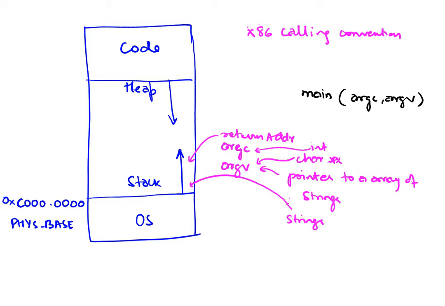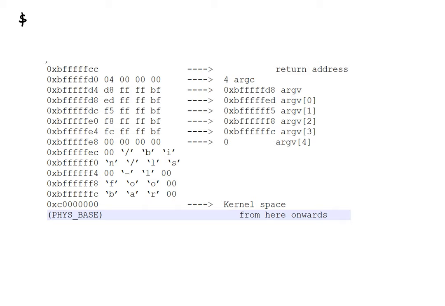So let's try and understand this by taking an actual example. Say we have a program we want to launch, and let's take a simple example of a program that runs ls -l foo bar. Let's say this is the program we want to launch: /bin/ls -l foo bar.